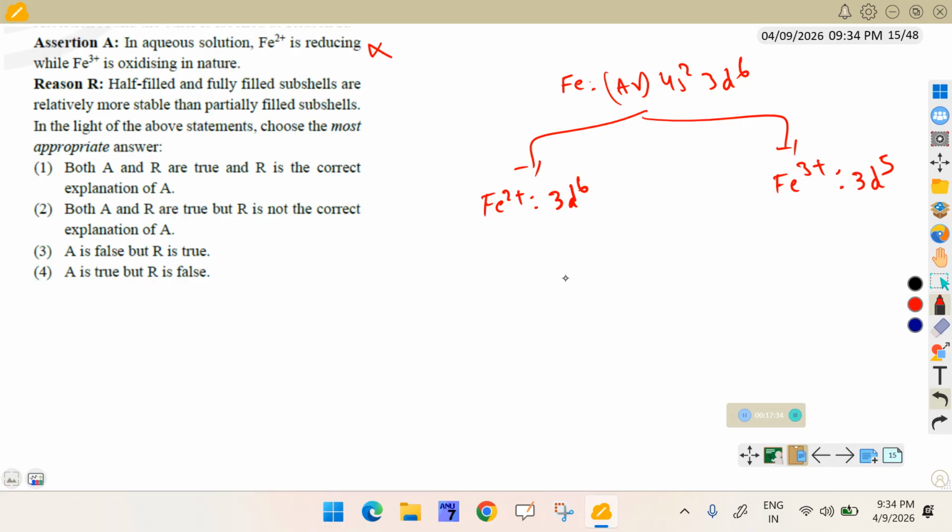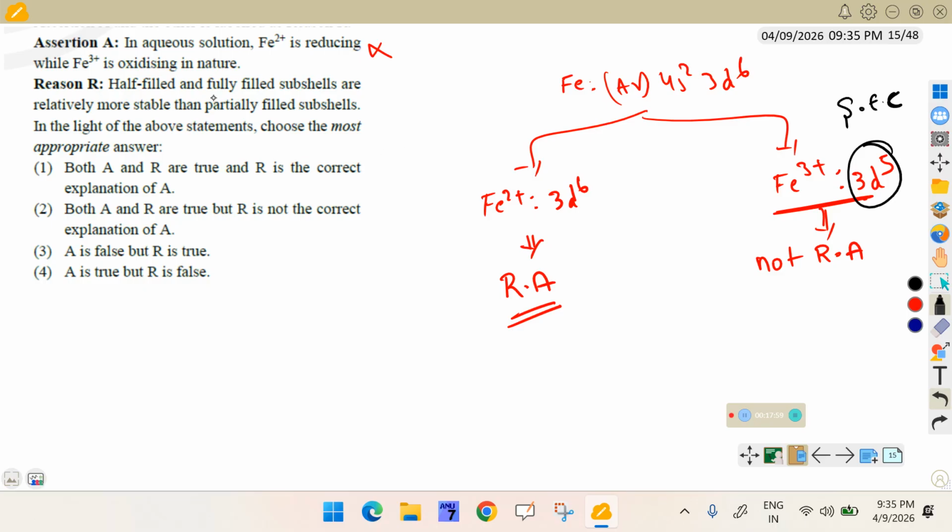Fe2+ readily loses electrons. Loss of electrons is an oxidation process. So Fe2+ acts as a reducing agent, no doubt. But Fe3+ does not act as a reducing agent. Why? Because the d5 configuration is a stable electronic configuration. Half-filled and fully filled subshells are relatively more stable than partially filled subshells. Assertion false, reason true.